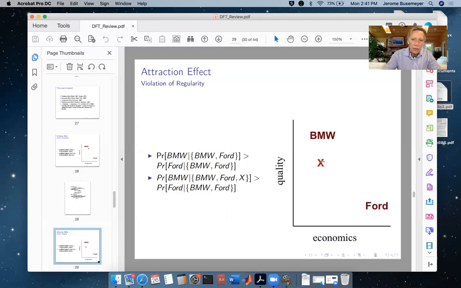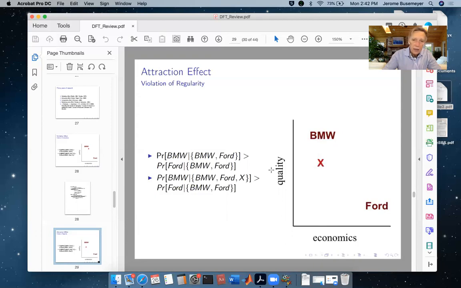Now notice something special about this X. It's similar to BMW, but it's defective because we're dropping the quality down, but we're getting no gain in economy. So it's not competitive; it's called defective. And so basically nobody should be choosing this option. There's no reason to choose it.